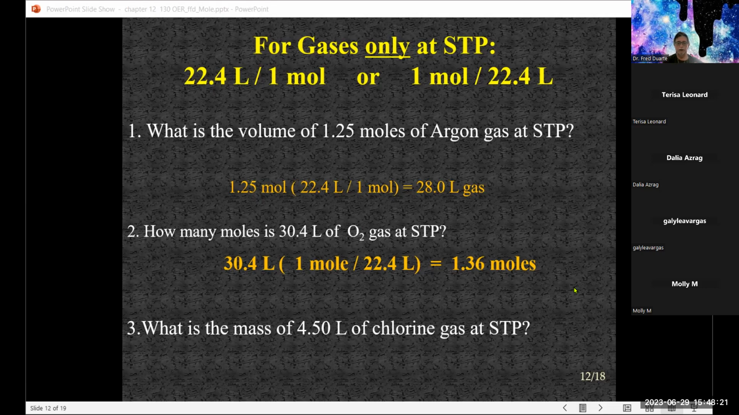All right, then here what we're doing is, in the previous examples, the first example, we went from moles to liters. The second example went from liters to moles, okay? The third example adds another step because we want to go from liters to grams. We want to know what the mass of 4.5 liters of chlorine gas is at STP.